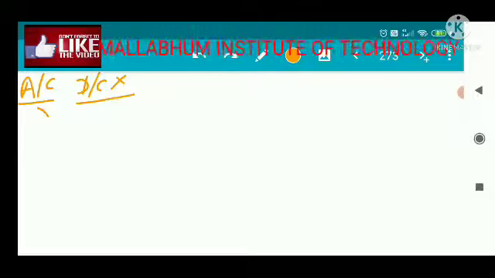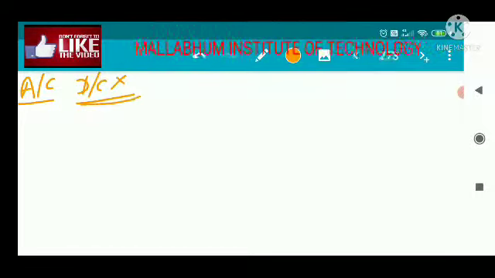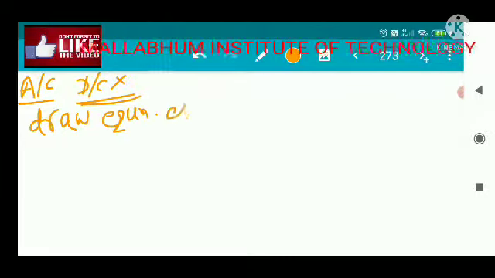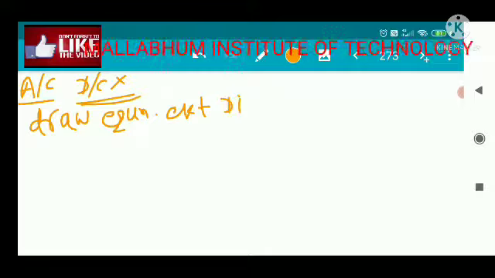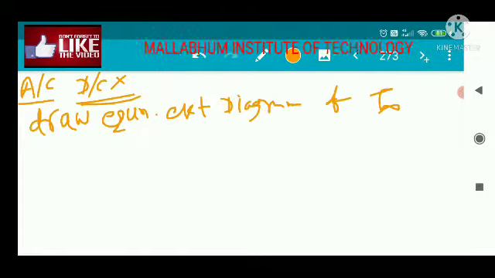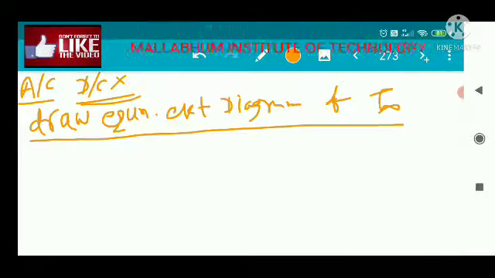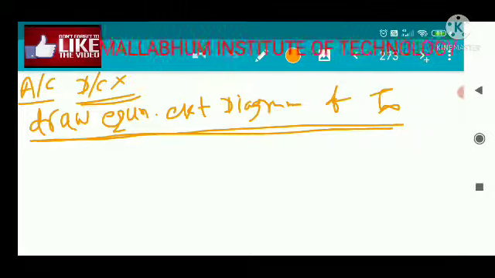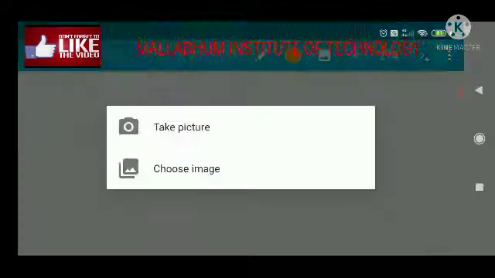For the purpose of the AC analysis, we have to deactivate the DC signal and draw the equivalent circuit diagram of the transistor. The transistor will be replaced by a constant current source and resistance like this. So the equivalent circuit diagram, I am just importing the diagram.